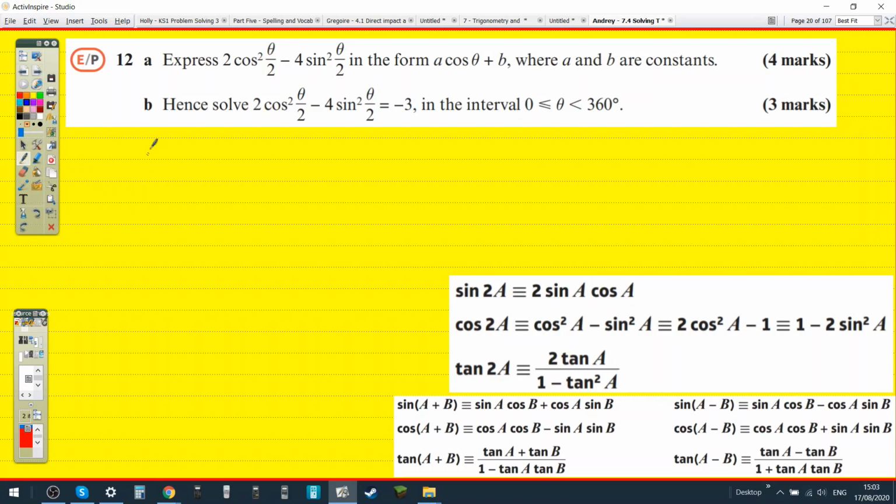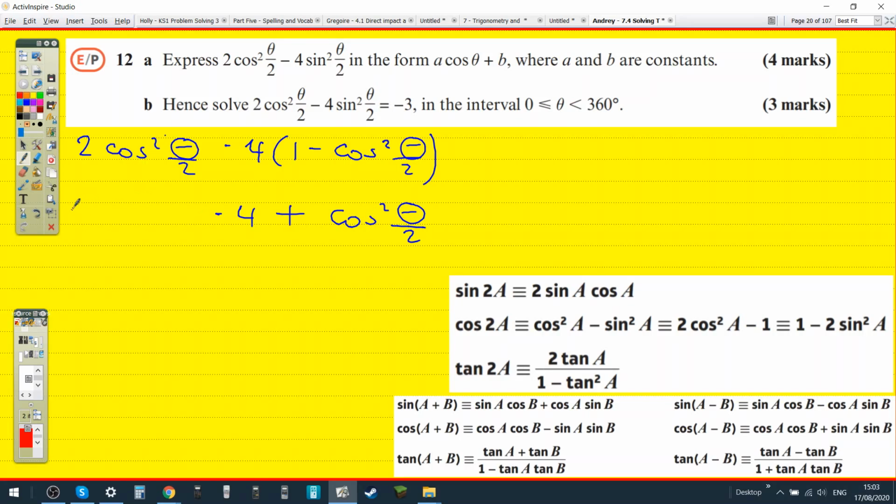I see that it wants me to turn everything to cos. Can I turn sine squared into cos squared minus one, or even one minus cos squared? Yep. And what's next? Should I just expand the brackets straight away? Yep. And that'll be 4 minus 4 cos squared theta over 2. Oops, so it was -4, so it's plus. Okay, what is next?